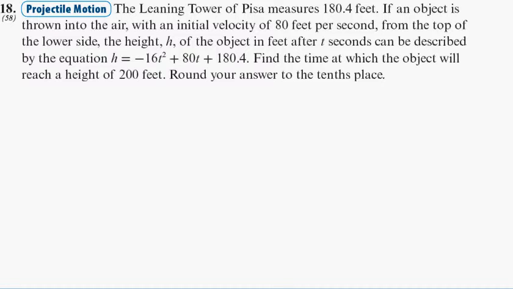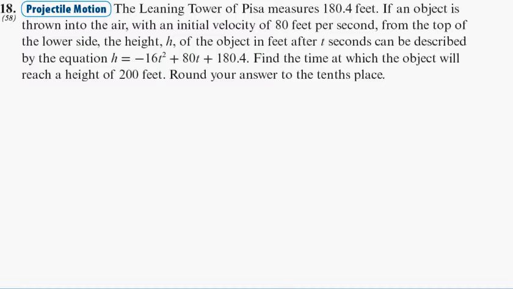Okay, it looks like we have another physics problem here with a quadratic equation. Talking about the Leaning Tower of Pisa. Looks like it's 180.4 feet tall. An object is thrown into the air with an initial velocity of 80 feet per second.